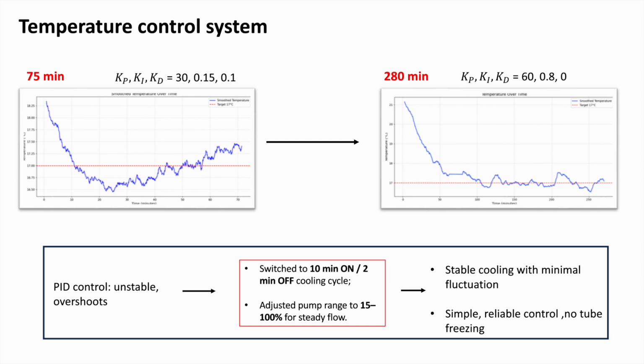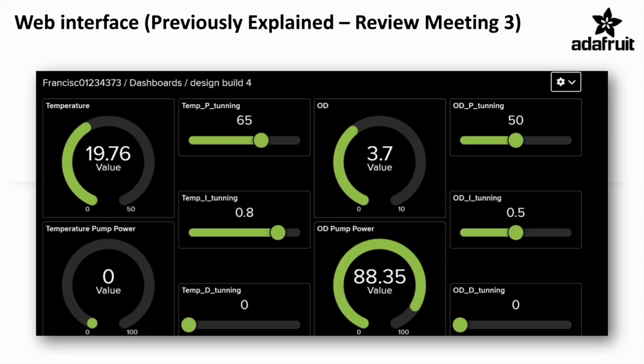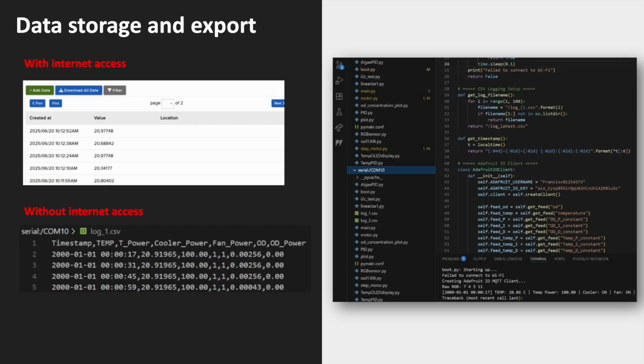As mentioned in the previous review meeting, all PID regulation was carried out through a web interface made with Adafruit IO. Raw data is available online and offline. With internet access, data is exported and visualized through Adafruit IO feeds, enabling live monitoring of OD, temperature and pump power. Without internet access, the same parameters are recorded locally as CSV files.